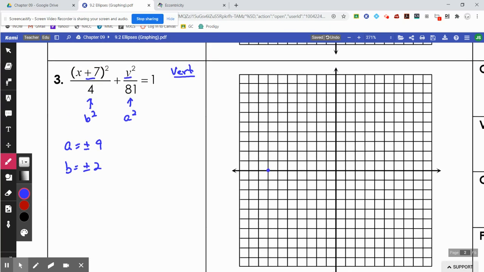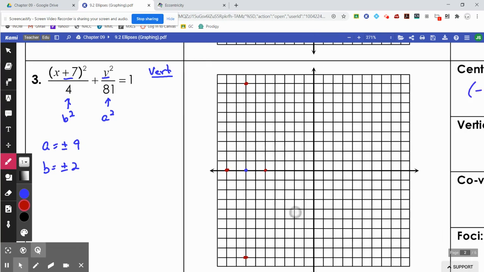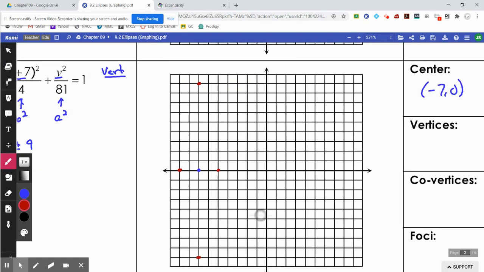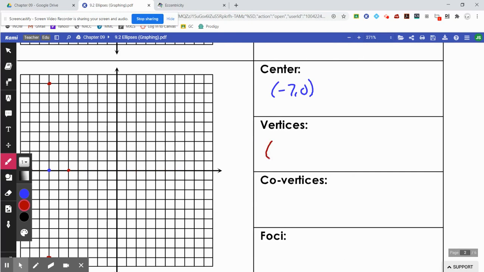Again, remember your plus and minus 9 is going to be vertical, plus and minus 2 will be horizontal. So there are your vertices and your co-vertices. So let's go ahead and find those. Our vertices, we went up 9 and down 9 from our center. So it's going to be located at -7, 9 and -7, -9.